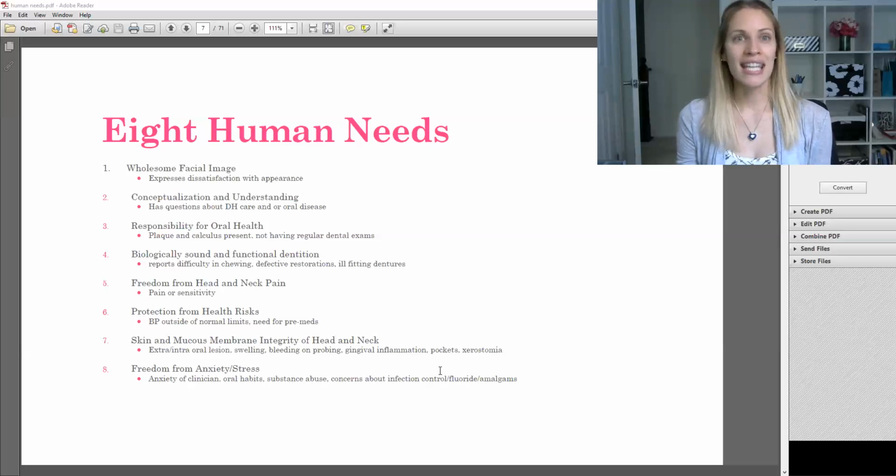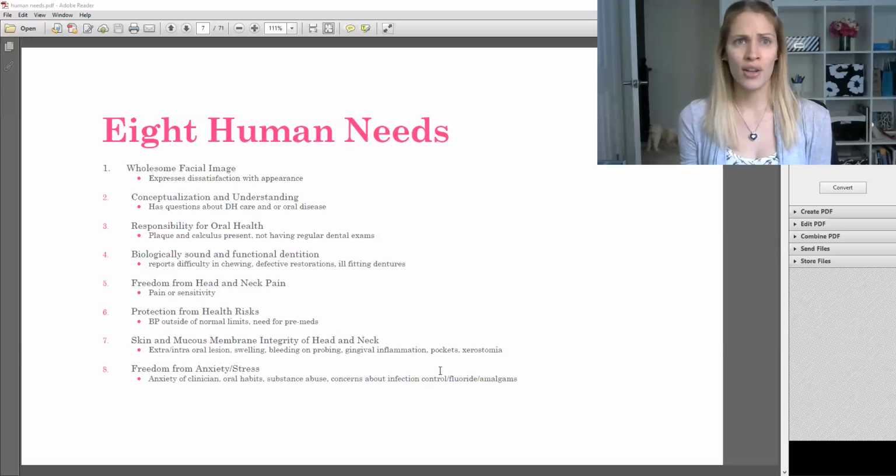Number seven, skin and mucous membrane integrity of the head and neck. So this is a big one. If they have any lesions, both inside the mouth and outside the mouth, if they have swelling, if there's bleeding on probing, if they have gingivitis, perio, if they have 8 millimeter pockets, if they have 4 millimeter pockets, if they have xerostomia, this is skin and mucous membrane integrity of the head and neck.